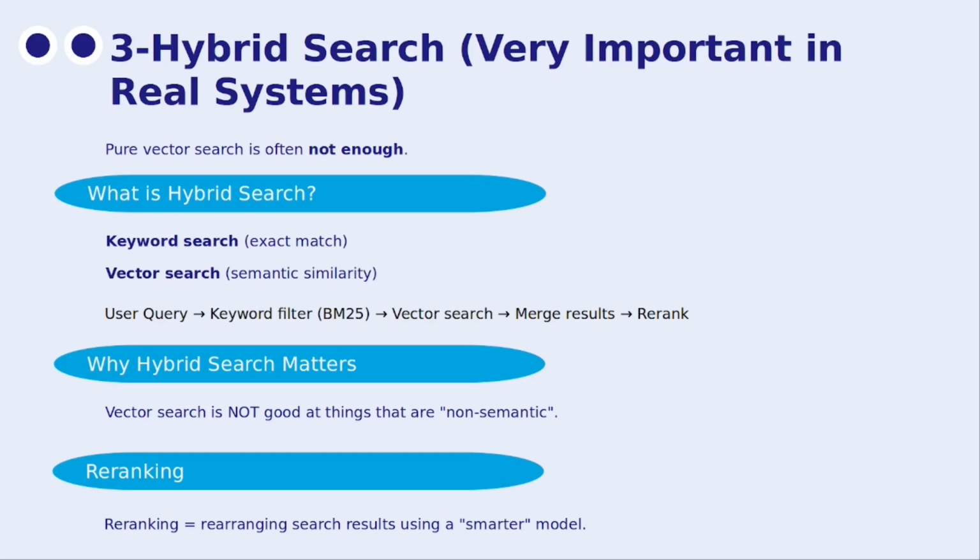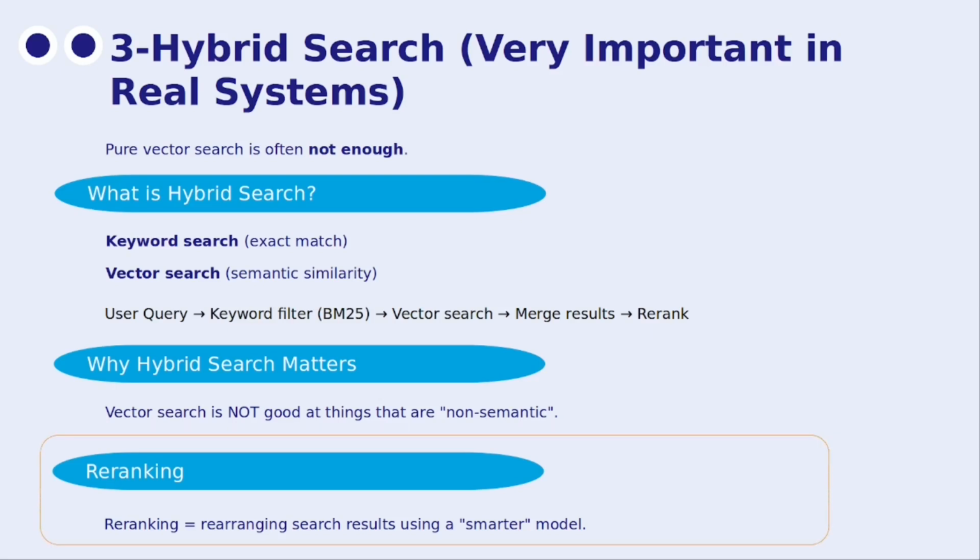Hybrid search requirement. Now we move to something very important. Pure vector search is often not enough. What is hybrid search? Hybrid search combines two ideas: keyword search, exact match, and vector search, semantic similarity. This is how real systems work. Vector search fails in some cases: IDs, error codes, branch names, block messages.